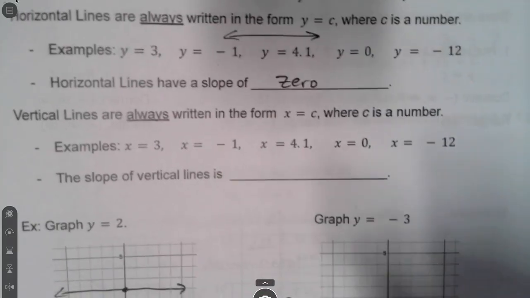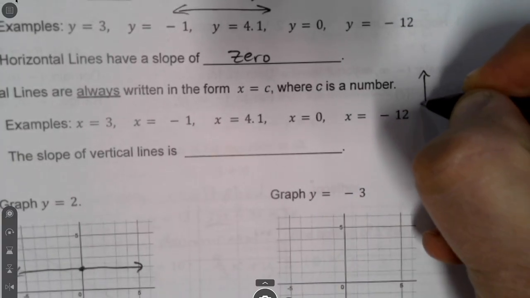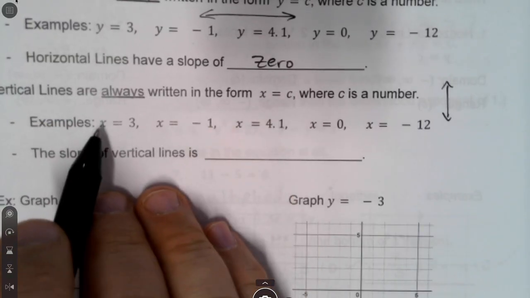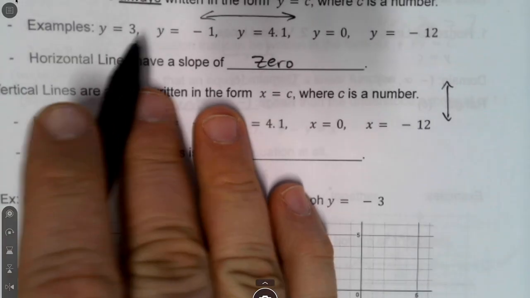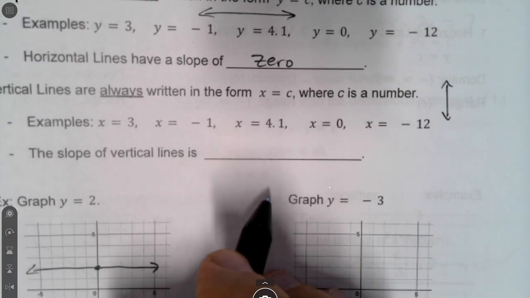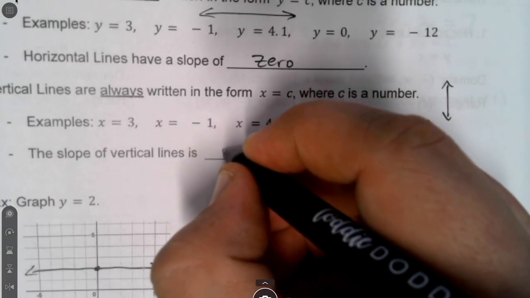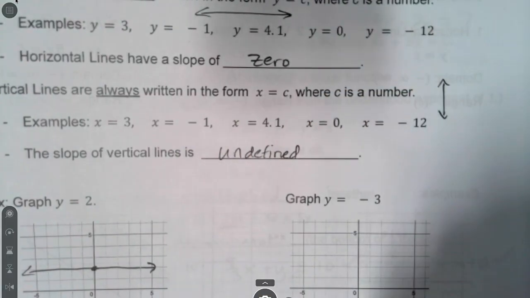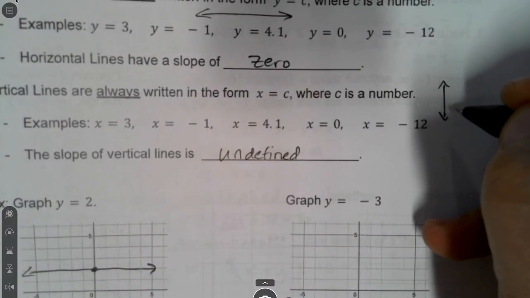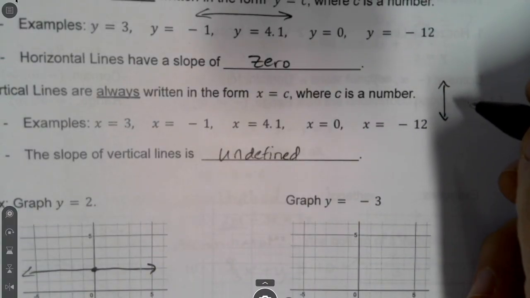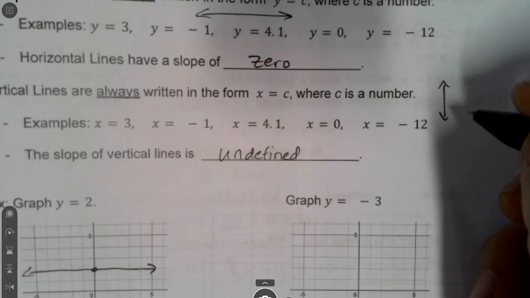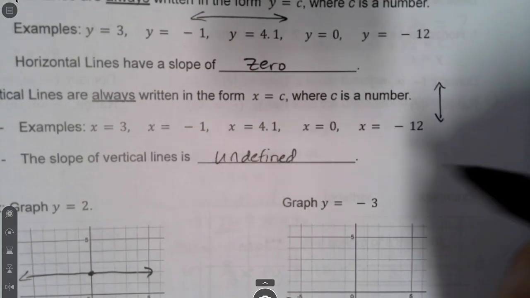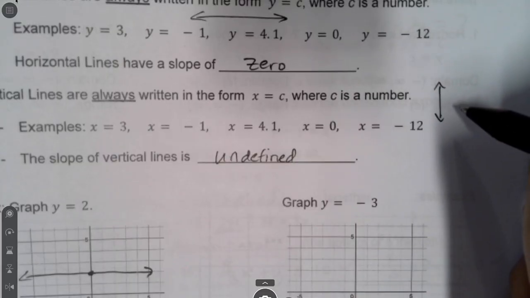Now vertical lines are basically the opposite. Vertical lines are the ones that are straight up and down. And instead of having y equals a number, they are x equals a number. So I just use all the same numbers up here, but put x equals. And the slope of vertical lines is undefined. Because basically, that's just going infinitely up. So we just say the slope is undefined. Now, when you do the slope, well, never mind, I'm getting ahead of myself. We're not there yet. So the slope is undefined when you have a vertical line.